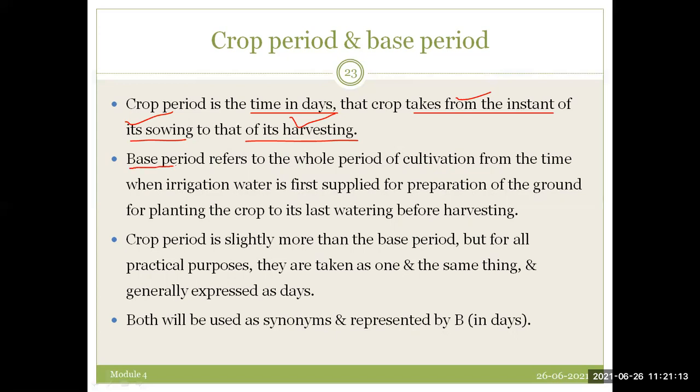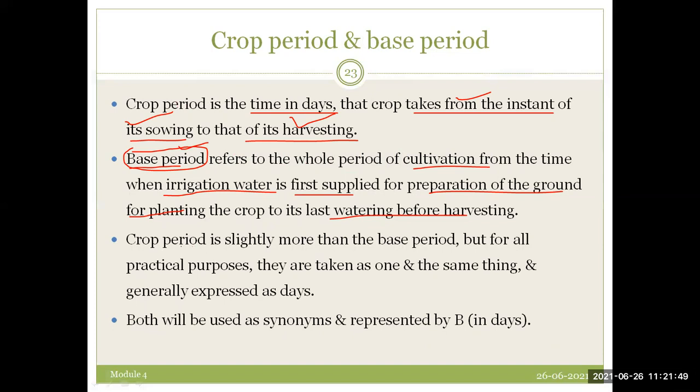So base period refers to the whole period of cultivation, from the time when irrigation water is first supplied for the preparation of the ground for planting the crop, to its last watering. So base period represents the period of watering. When you supply the first watering for the preparation of land, up to the last watering that is supplied before harvesting, that complete period is the base period.